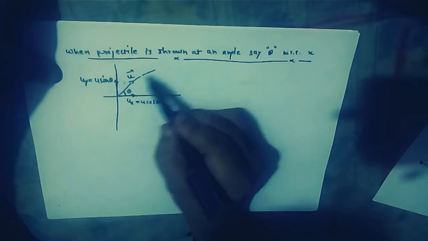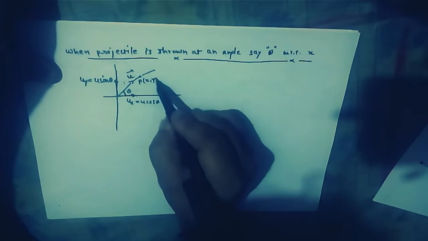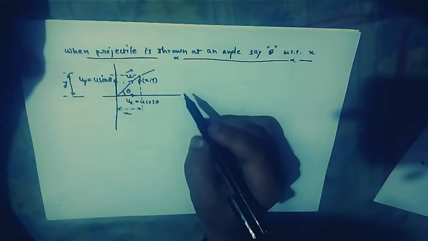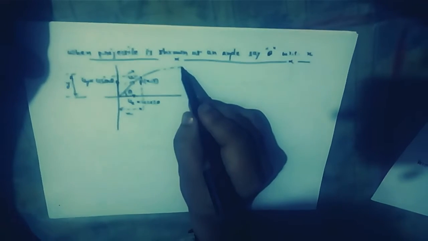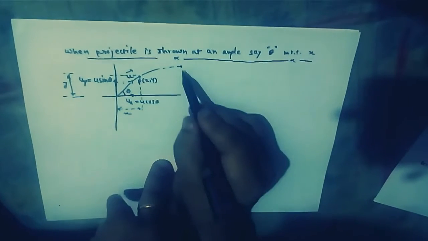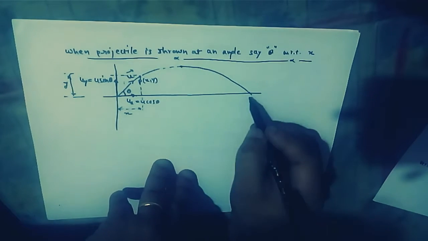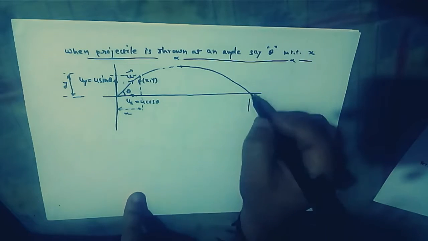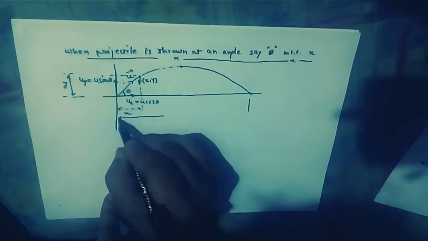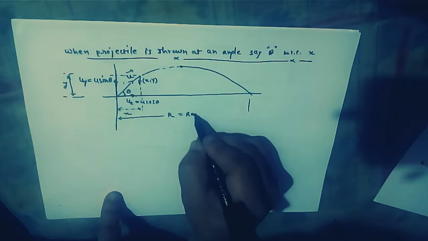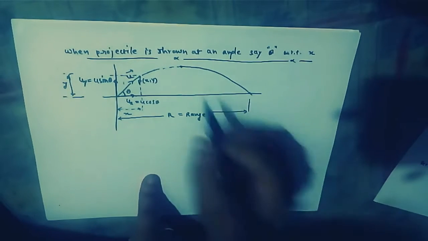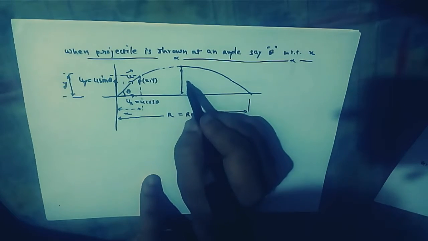So after reaching some point, suppose P, it has distances x and y. Suppose this distance is x, and this is a distance of y, right? And after reaching the highest point, it tries to replicate its previous half path. So after this it will strike at some point on the surface of Earth at some distance, suppose that distance is r, which is the range of the projectile, that we will try to find out. And this is the maximum height, which suppose here is h.